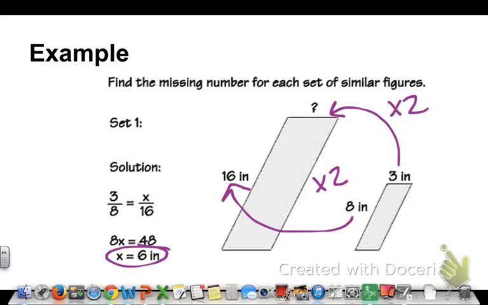Then set up a proportion, do cross multiplication. Again, we'll be working on this tomorrow. See you then.